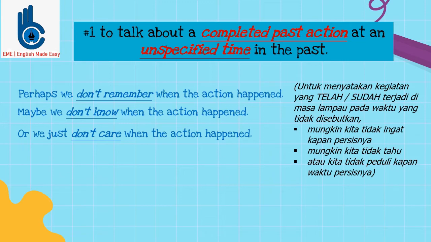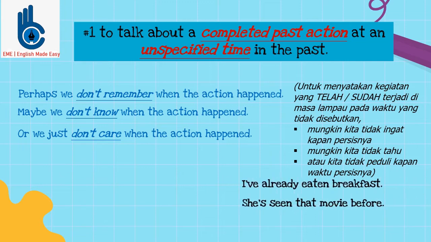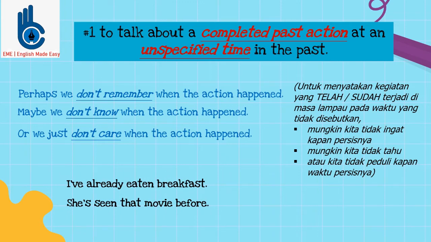Present perfect dipakai untuk menyatakan kegiatan yang telah atau sudah terjadi di masa lampau pada waktu yang tidak disebutkan secara spesifik. Mungkin kita tidak ingat kapan waktu persisnya, mungkin kita tidak tahu kapan waktunya, atau mungkin kita tidak peduli kapan waktu persisnya. For example, you can say, I've already eaten breakfast.